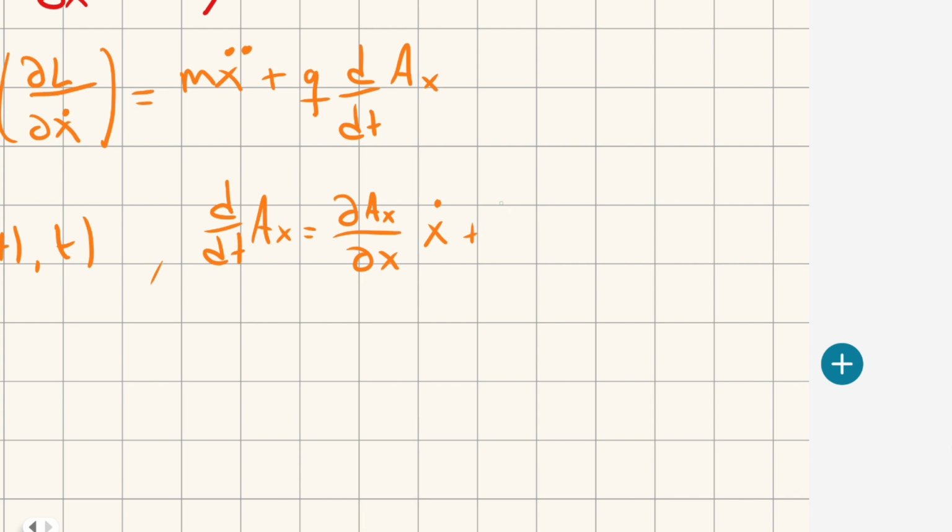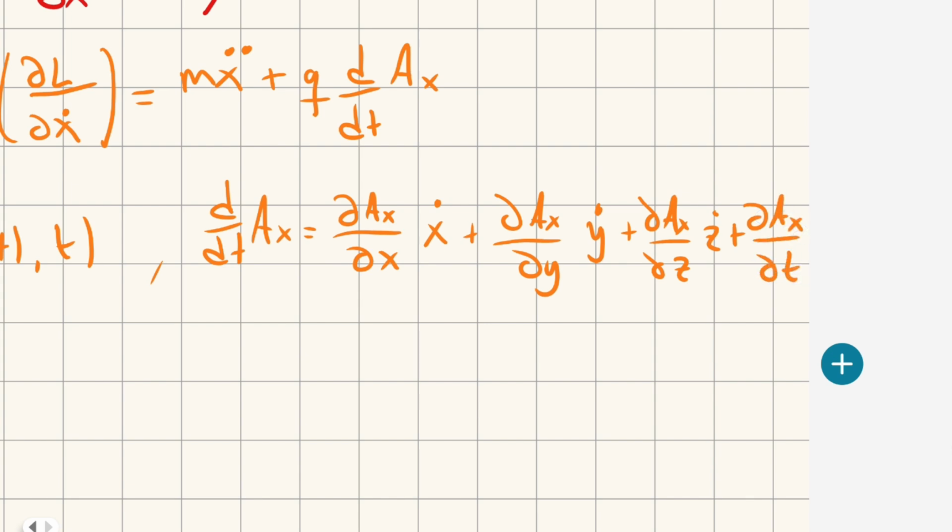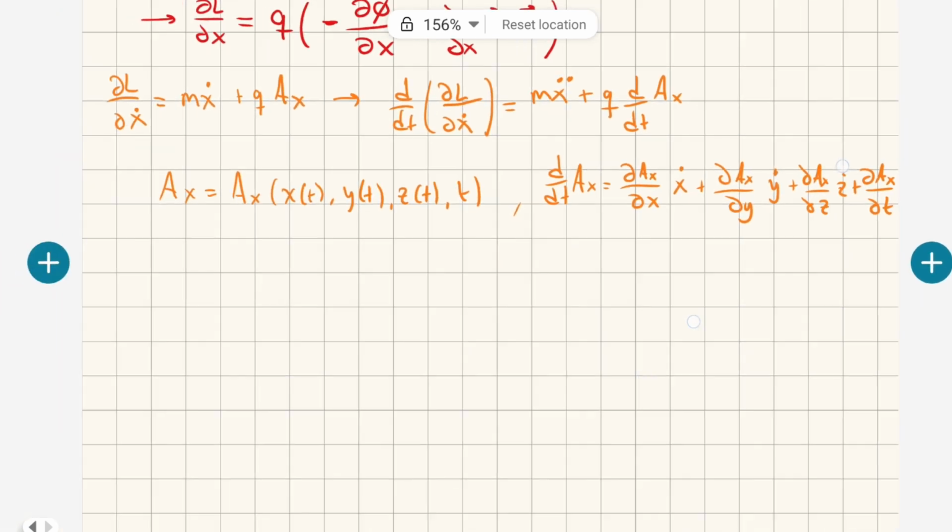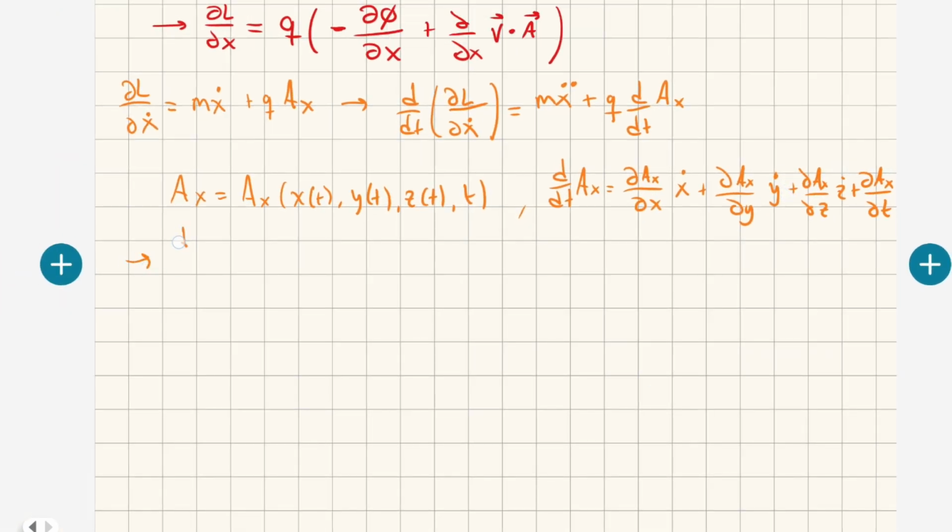And then we will have something similar with the y coordinate. It is going to be the derivative of ax with respect to y, and then y dot, plus the derivative of ax with respect to z, z dot, plus, and then remember that we have here the partial derivative of ax with respect to time. Perfect. So we will get that the derivative with respect to time of the partial of L with respect to x dot is going to be mx double dot plus q, times all this expression that we found here.